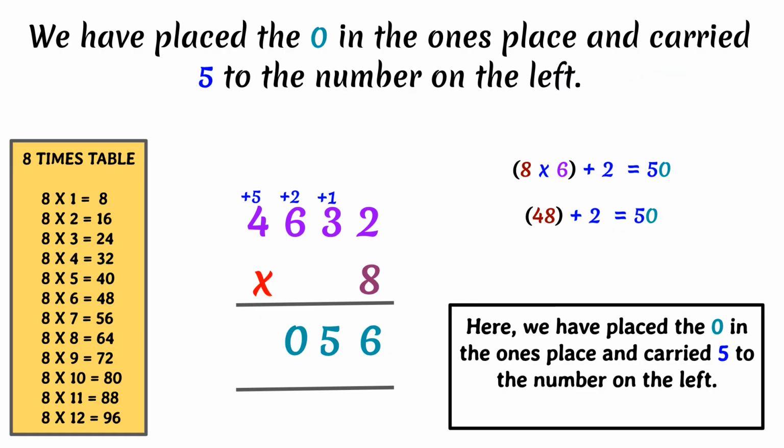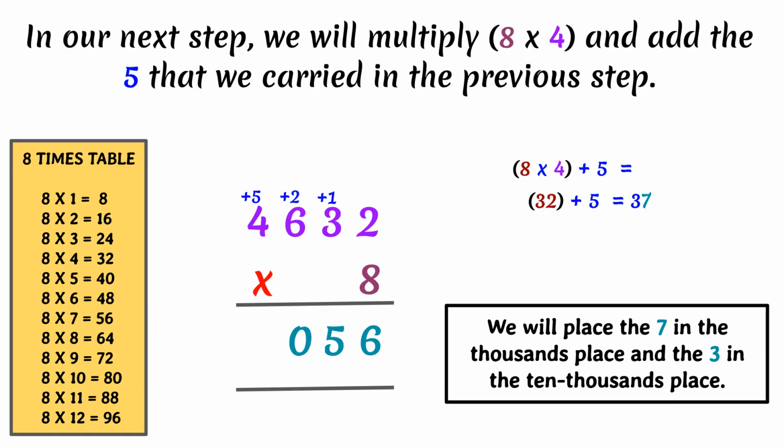We have placed the 0 in the hundreds place and carried the 5 to the next digit, the 4, in the thousands place. Finally, we multiply 8 by 4, which is 32, and add the carried 5 to get 37. We will place 7 in the thousands place and 3 in the 10,000s place.